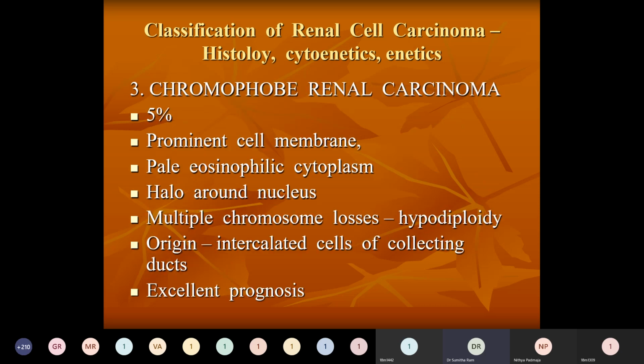The next one is chromophobe renal cell carcinoma, which comprises around 5% of the renal cell carcinomas, and these have prominent cell membranes, with pale eosinophilic cytoplasm and a halo around the nucleus. These tumors originate from the intercalated cells of the collecting ducts, and they have an excellent prognosis. The pathogenesis is multiple chromosome losses, or hypodiploidy.